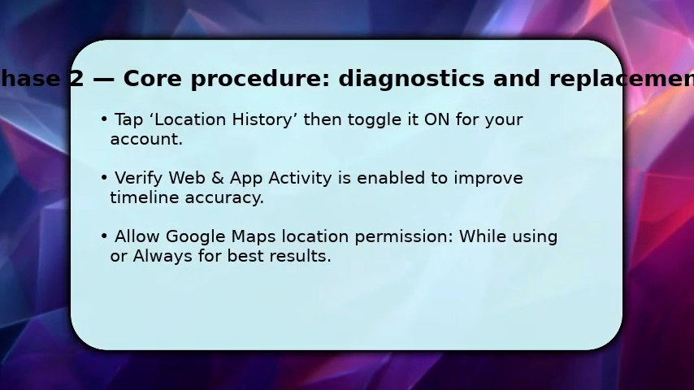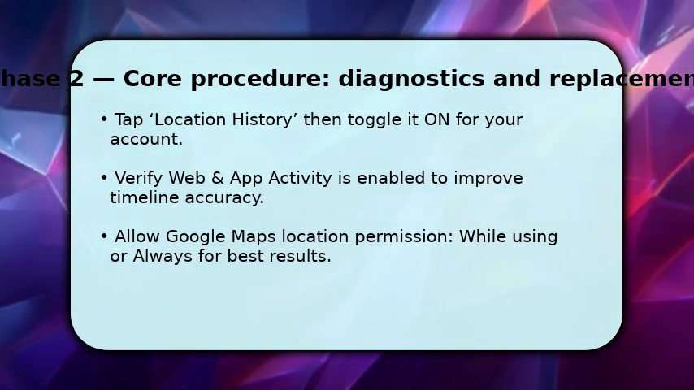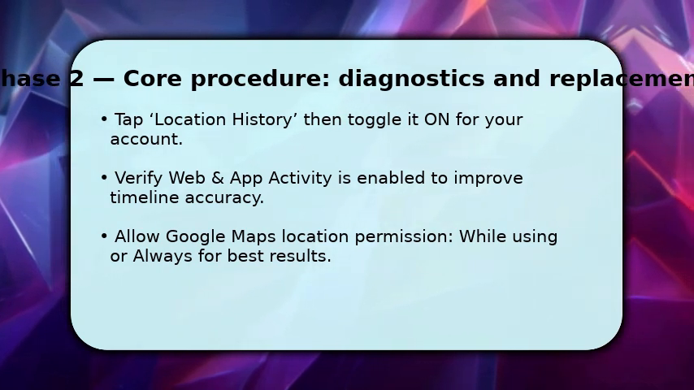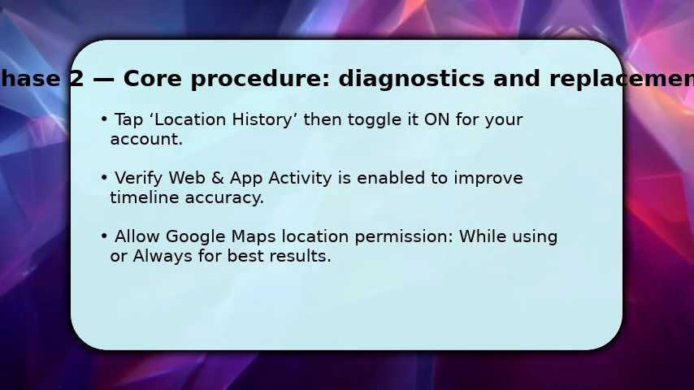Next, you'll enable timeline-specific features. Tap location history and toggle it on for the active account. This allows Maps to save visited places. Make sure web and app activity is on, because Maps uses that to match searches and routes to your timeline.